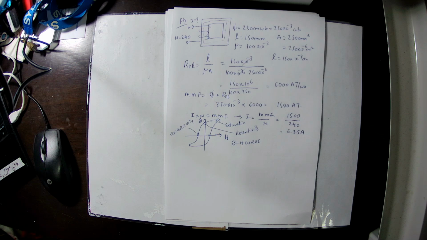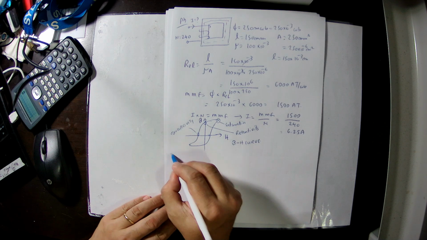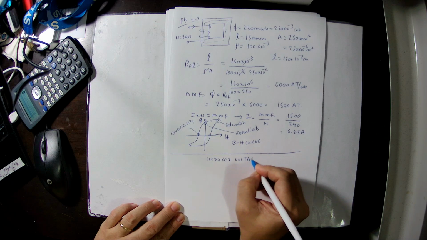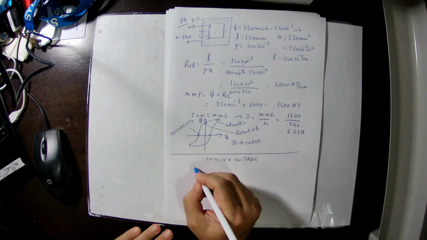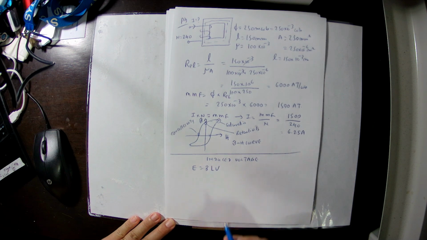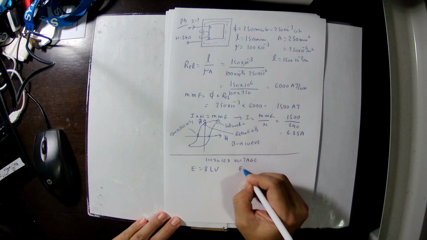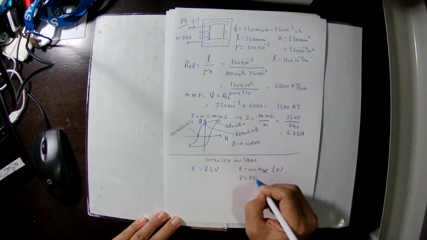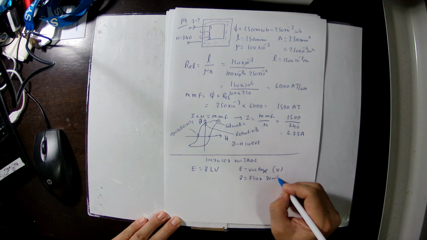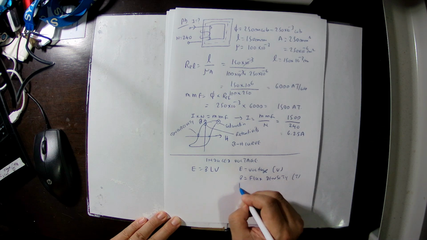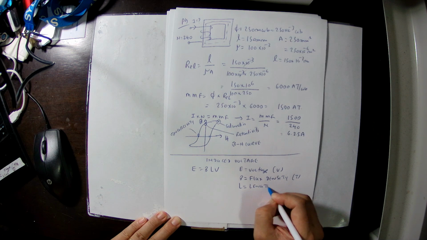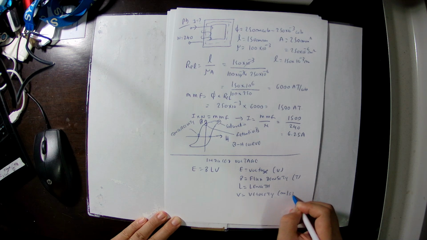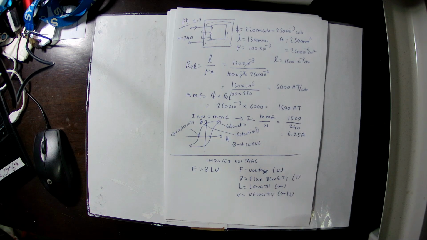Okay, the next one is induced voltage in a magnetic coil. Induced voltage can be calculated as E equal to BLV. E is the voltage, B is the flux density in Tesla, L is the length, and V is the velocity in meter per second. So this is the E equal to BLV equation.